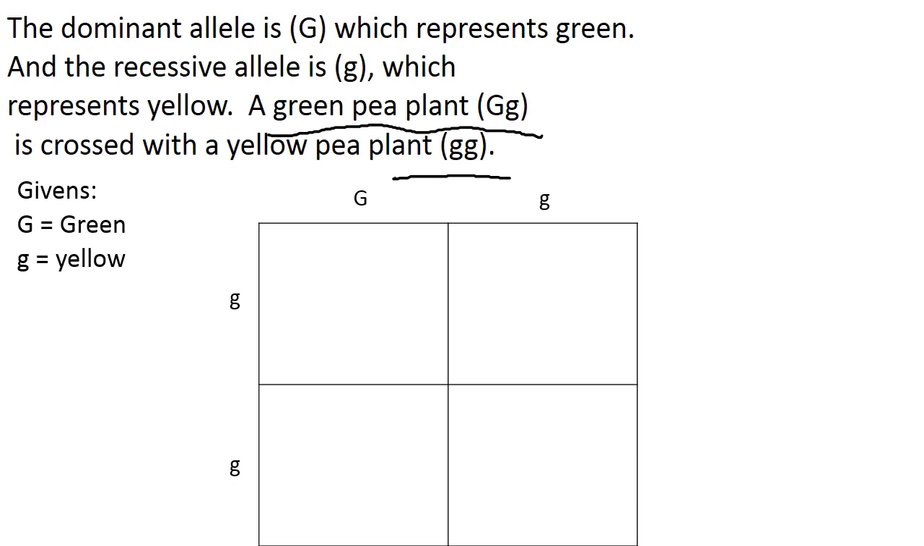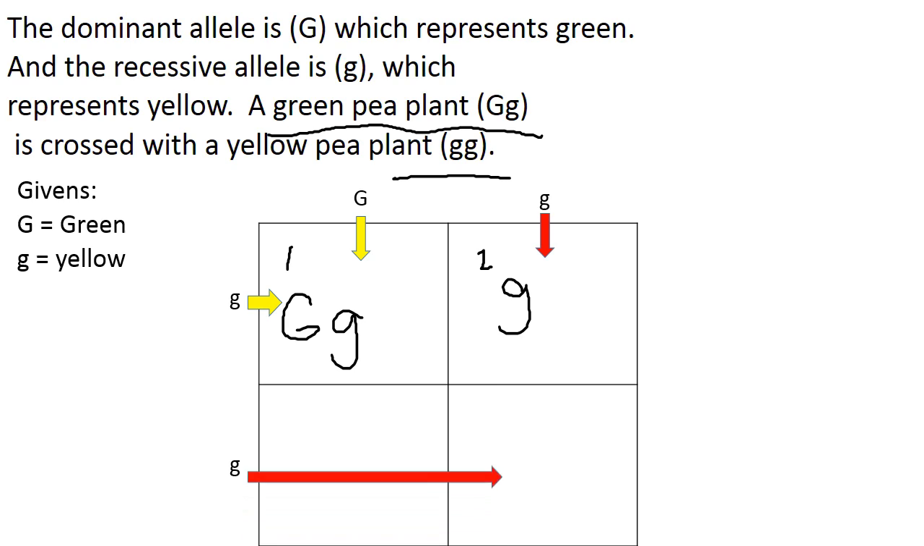Next thing, I'm going to work with the first box, and I'm going to bring down the top uppercase G into the box, and I'm going to bring across the lowercase g into that box. So we have big G, little g. Next, I'm going to move to the right, and I'm going to indicate that as the second, and I'm going to bring down the lowercase g and bring across the one to the left.